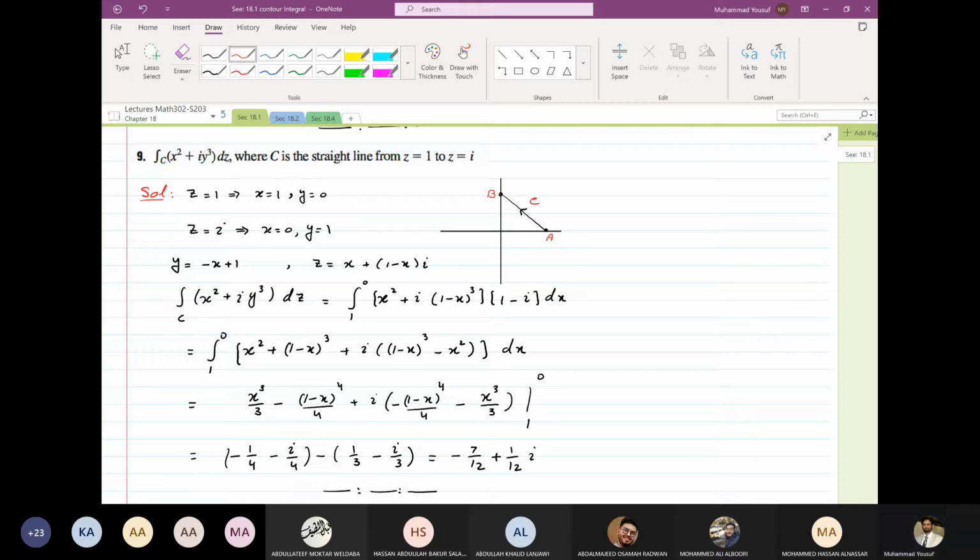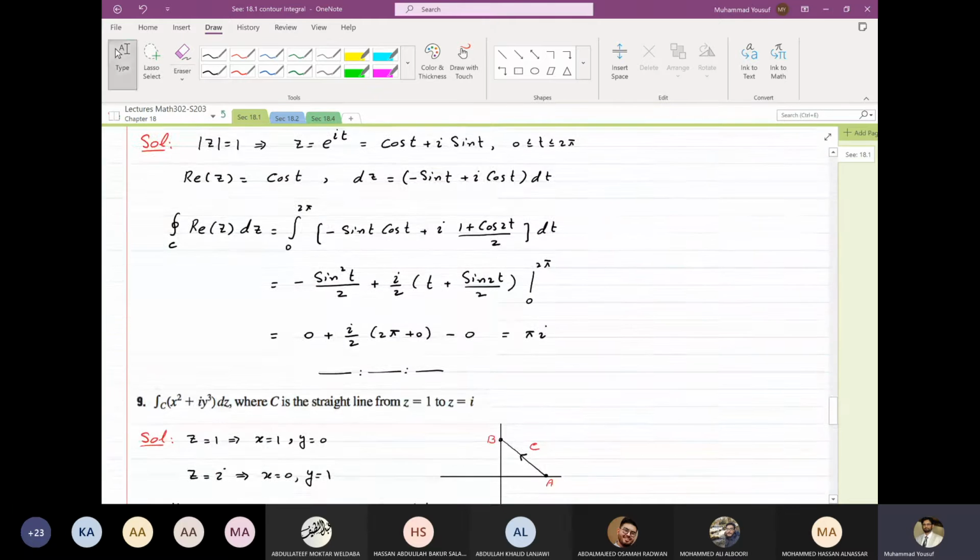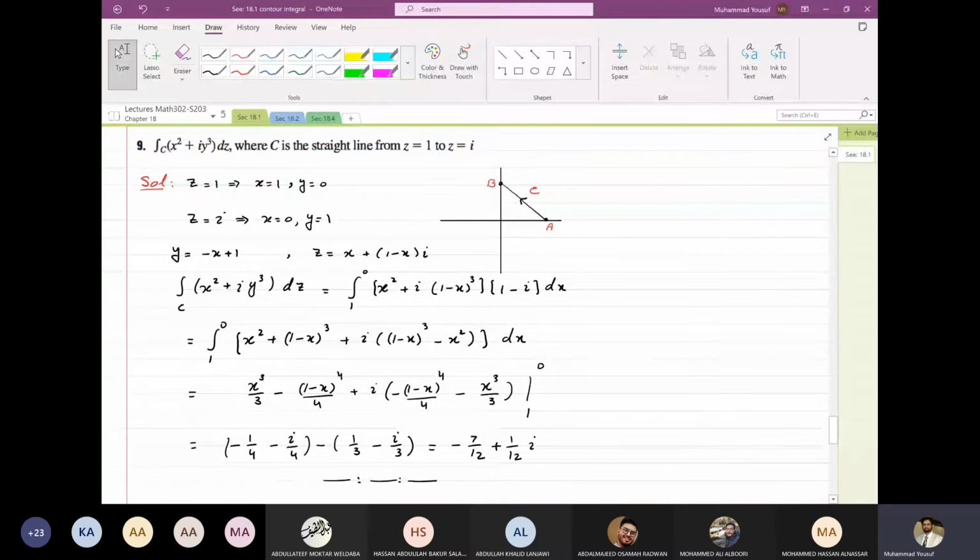So y is replaced by negative x plus 1. So z, which is equal to x plus iy, will become x plus i times (1 minus x). It is not that we always change this integral into t form. Sometimes we will use the Cartesian curve, like here, y equals negative x plus 1, any curve given in x and y directly.